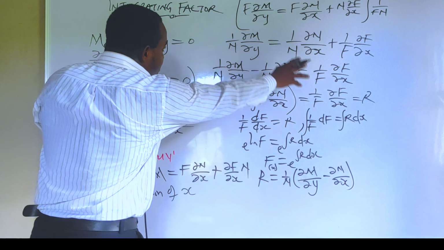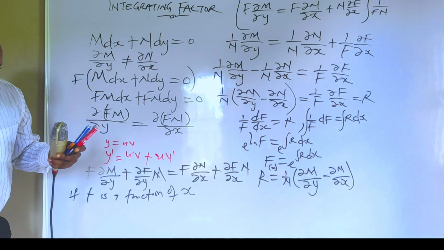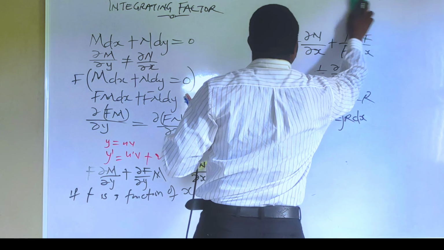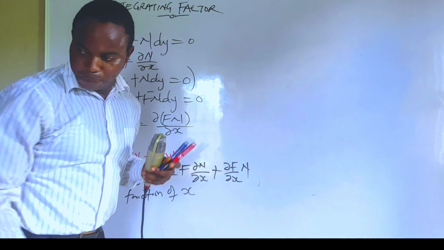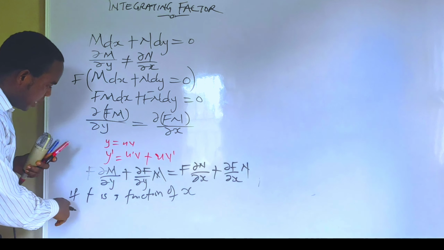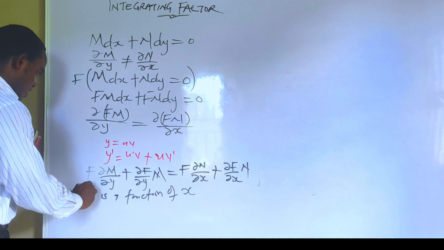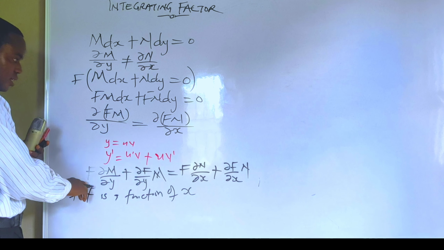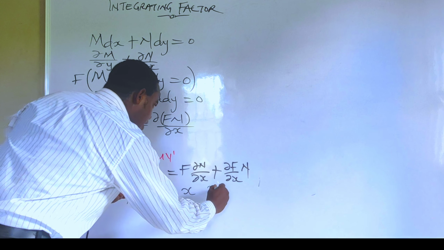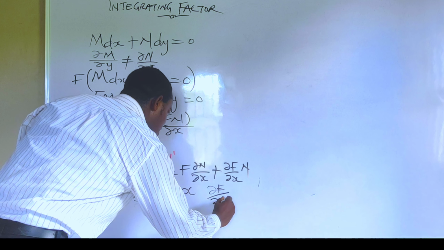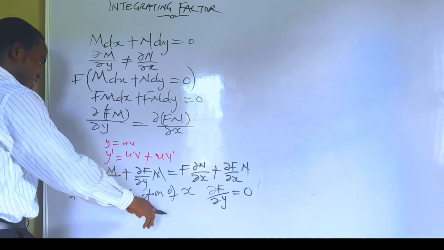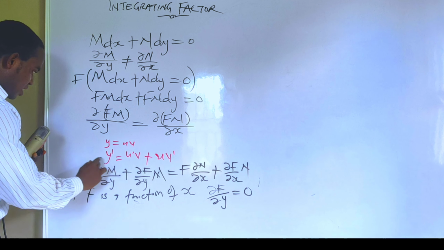So what I'm going to do is, let me write this part so that I can put it down there. Okay. So from here, if the f right here is a function of x, then the partial derivative of f with respect to y is going to be a constant. And if the partial derivative of f with respect to y is a constant, that was the reason why this component right here got off.